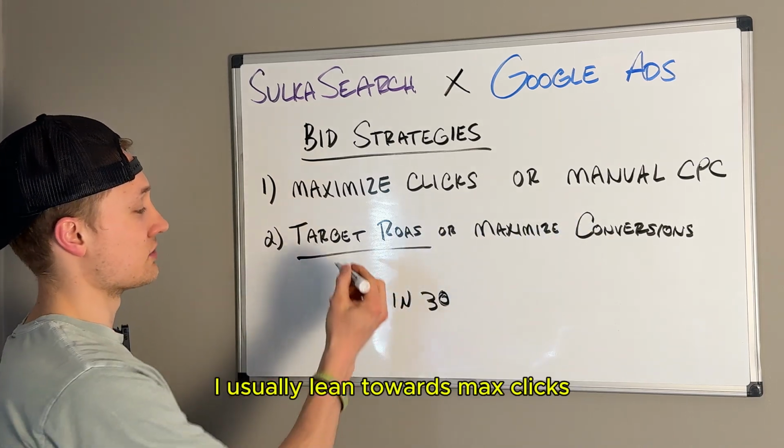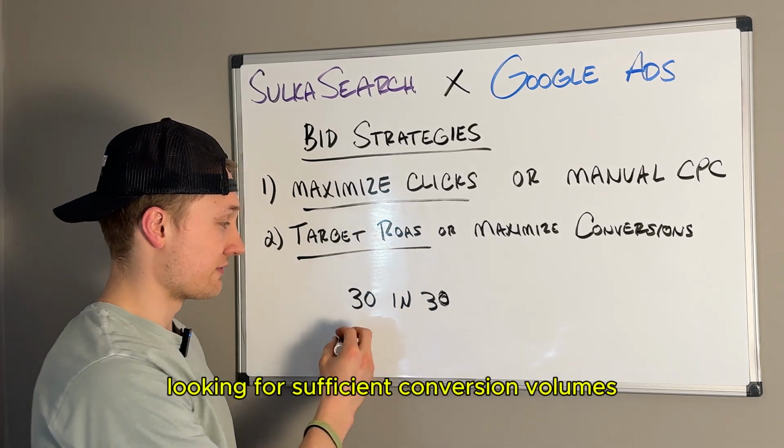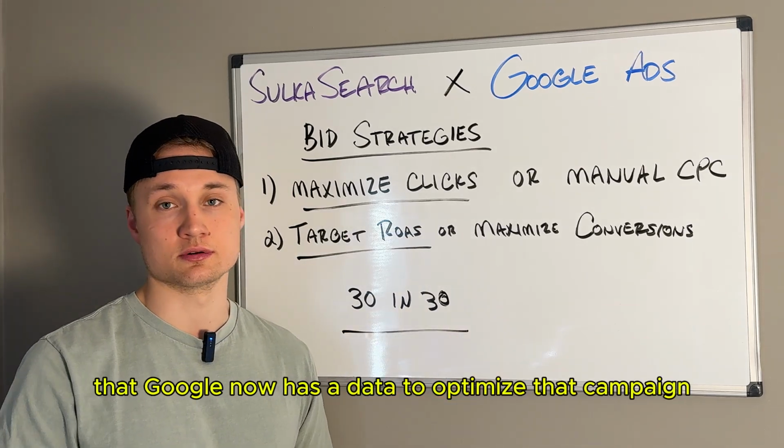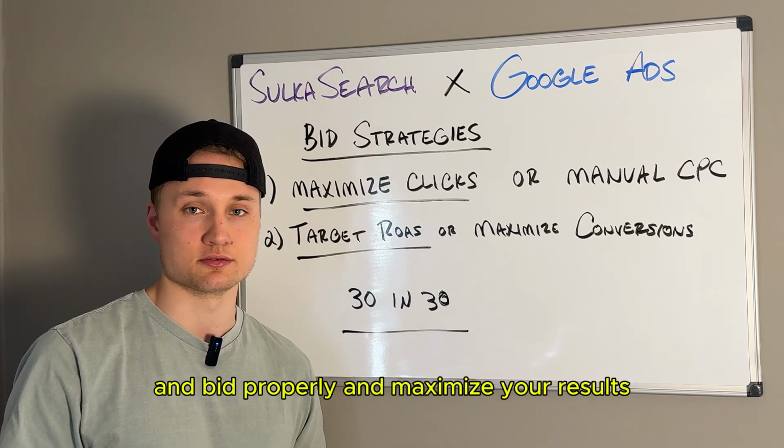I usually lean towards max clicks and then transitioning from max clicks to Target ROAS, looking for sufficient conversion volume so that Google now has the data to optimize that campaign and bid properly and maximize your results.